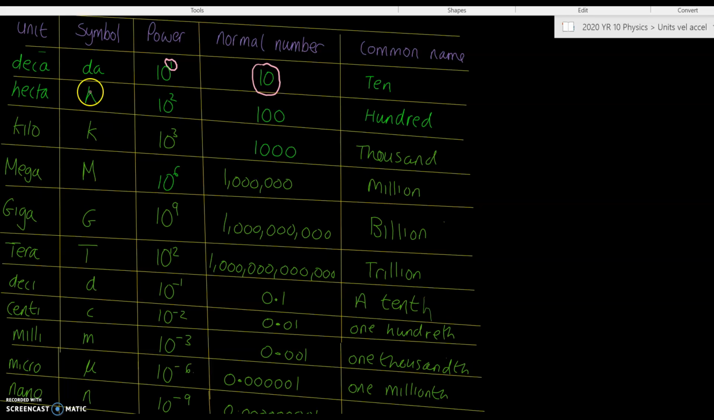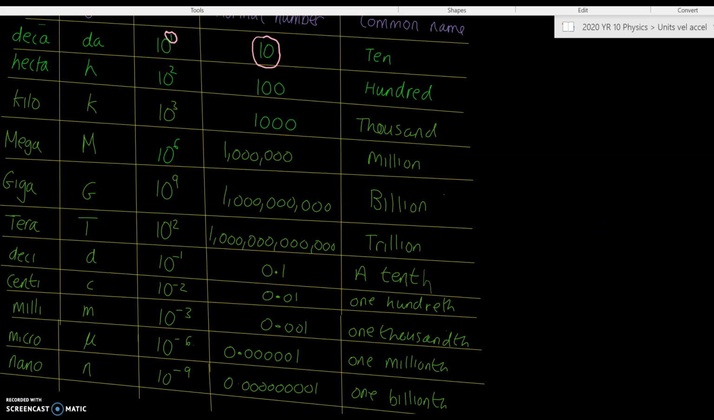And then we've got hecto, lowercase h, 10 to the power 2. So 1 followed by 2 zeros, and the common name is 100. Got the idea? So now I'd like you to just keep going through those. So kilo, I'll quickly go through them and then you can write them down after. K, you've come across before, 10 to the power 3, 1 followed by 3 noughts, which we know is 1,000.